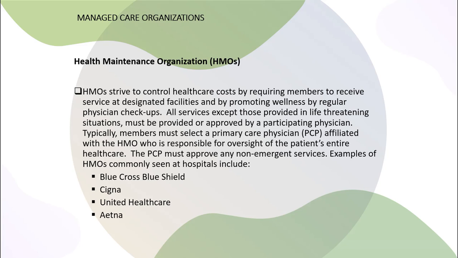Typically, members must select a primary care physician, PCP, affiliated with the HMO who is responsible for oversight of the patient's entire health care. The PCP must approve any non-emergent services. Examples of HMOs most commonly seen are Blue Cross Blue Shield, Cigna, United Healthcare, and Aetna.